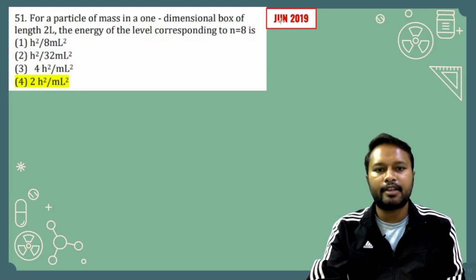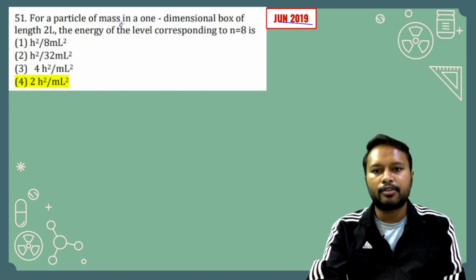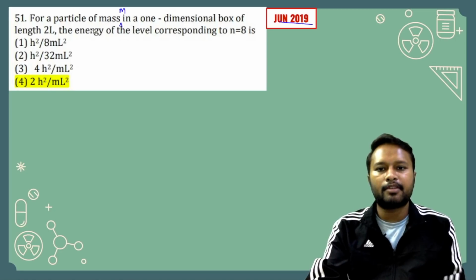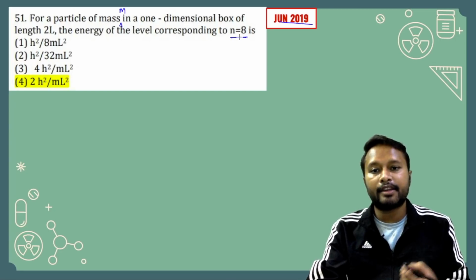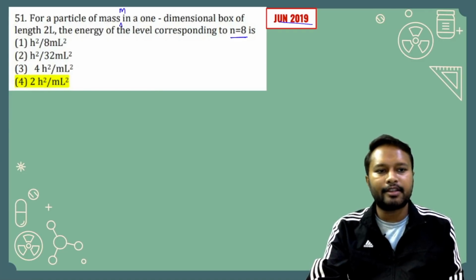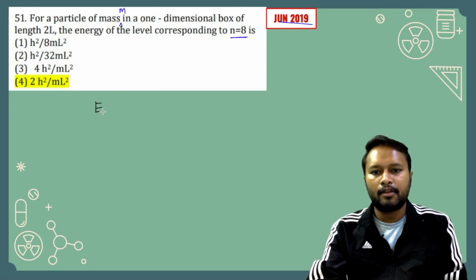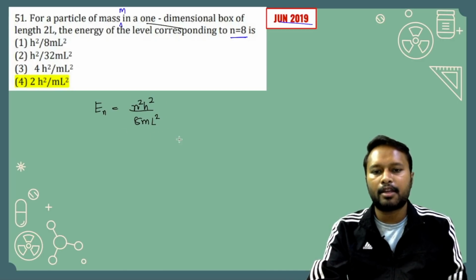It was asked in CSIR June 2019. It says for a particle of mass m, in a one dimensional box of length 2l, the energy level corresponding to n equals 8 is how much? Now again it is simple, your energy formula for the nth level is n square h square upon 8 m l square. Now this is for a particle in a 1D box. So since the n value is given as 8, let's do it.